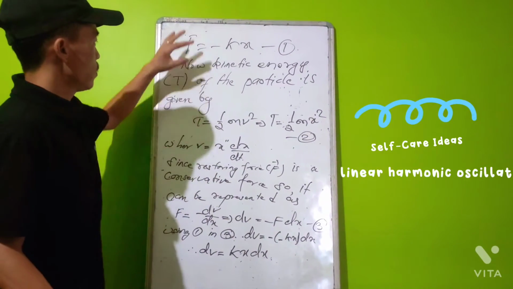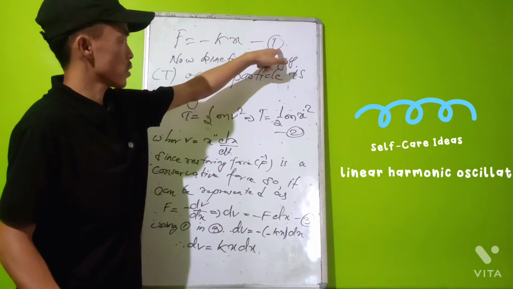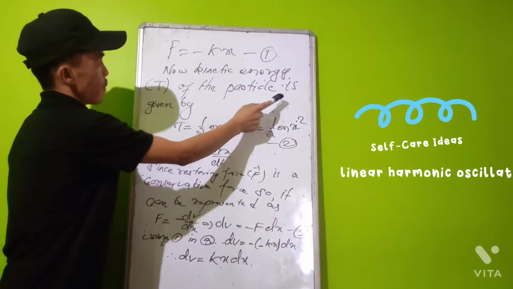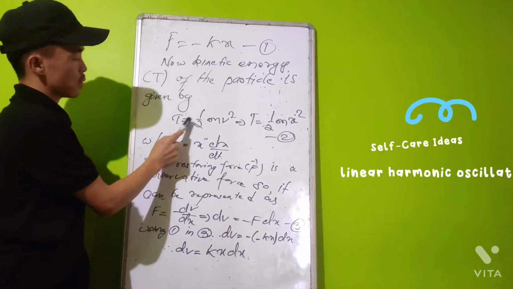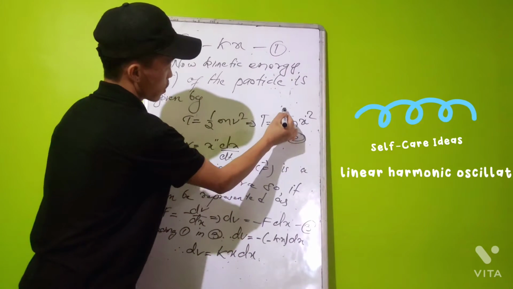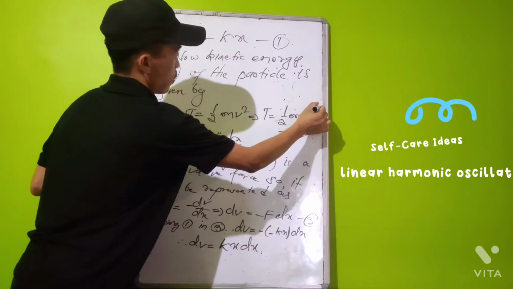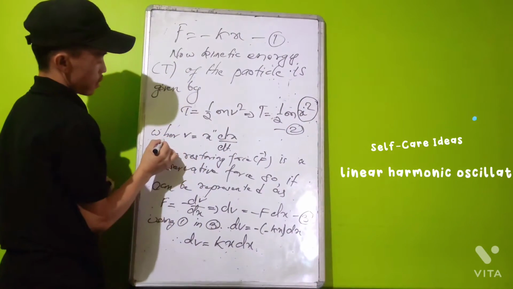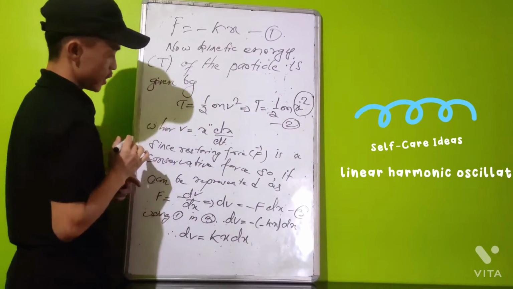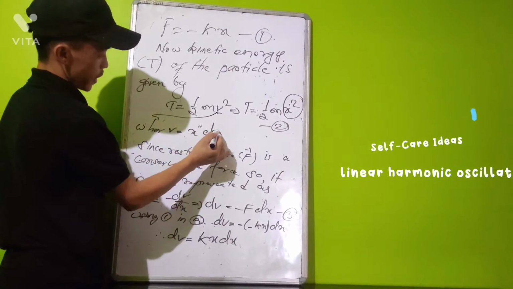In the last section, F is equal to minus kx. This was our equation 1. Now the kinetic energy T of the particle is given by T is equal to 1 by 2 mv square, which is T is equal to 1 by 2 m x dot square, where x dot, or the velocity v, is equal to dx by dt.